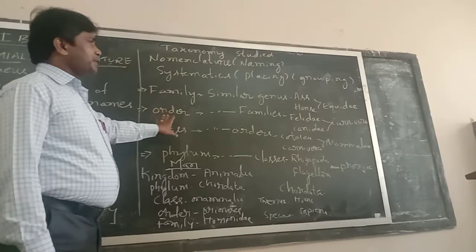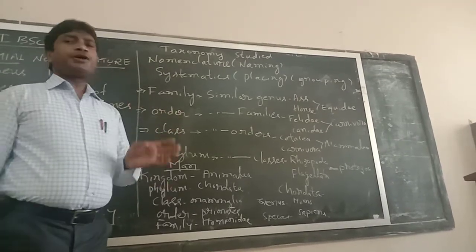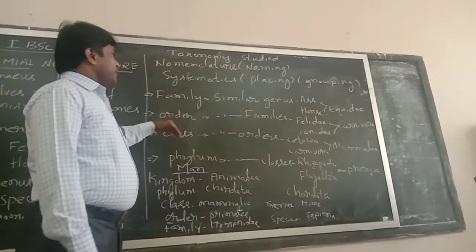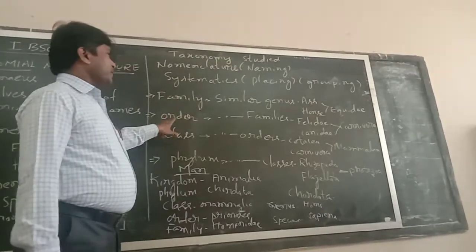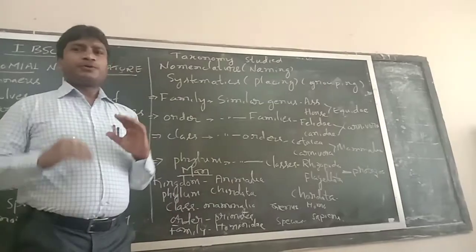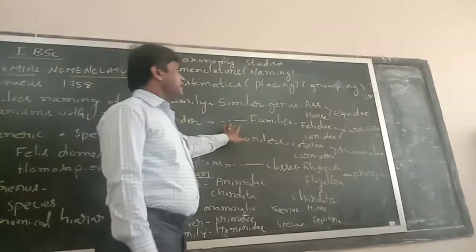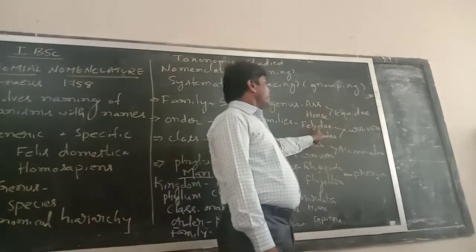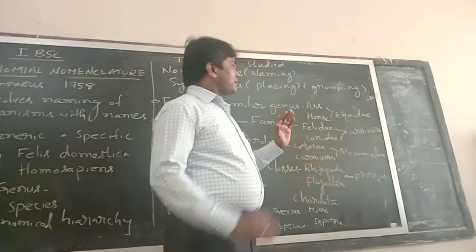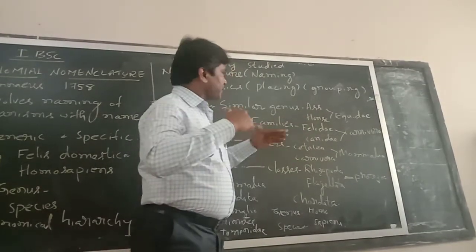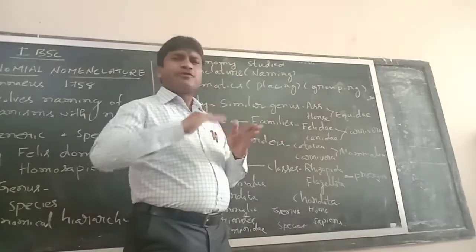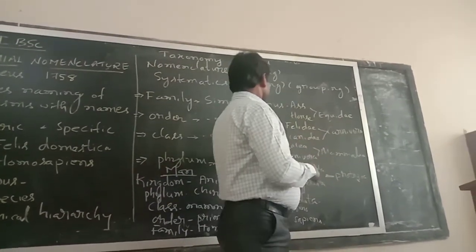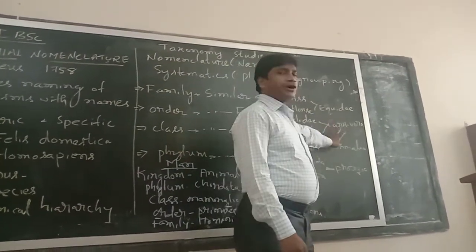Order is nothing but the group of two or more closely related families. After family you have the next group, that is order. What is order? Order is a group of two or more closely related families. So here we have two families, Felidae and Canidae. Both of them are different families, but they have some characters in common. Hence they are brought under one order, that is Carnivora.